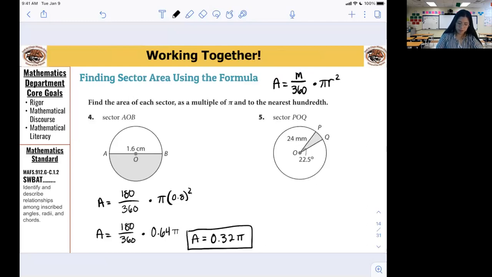Second one, what's my M? What's the angle? 22.5. 22.5 over 360 times pi times, is it 24 or something else? 24. It is 24 in this case. So you always want to be very careful. Just make sure you're putting in the radius and not the diameter by accident.